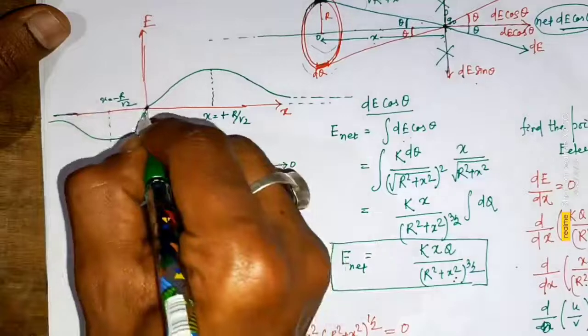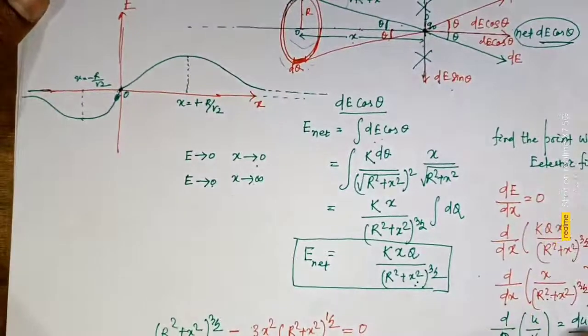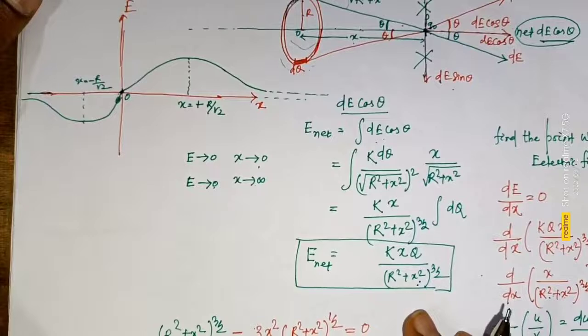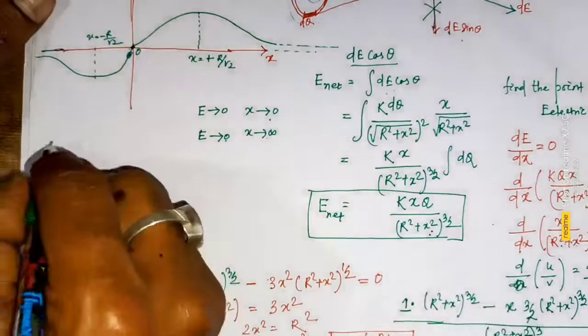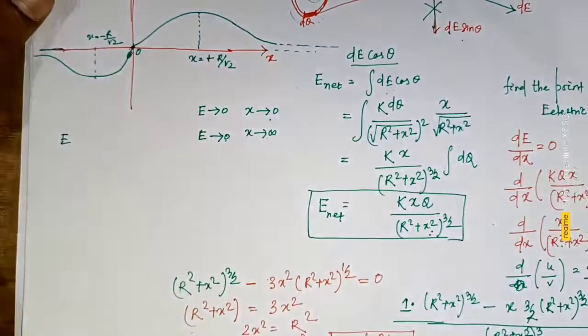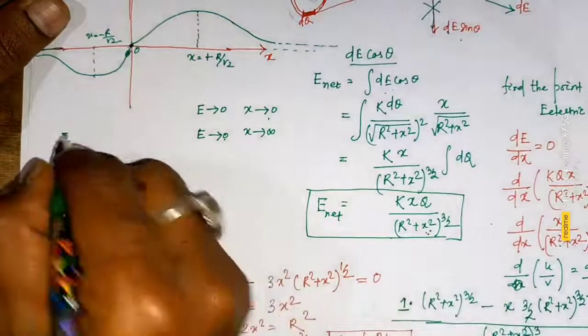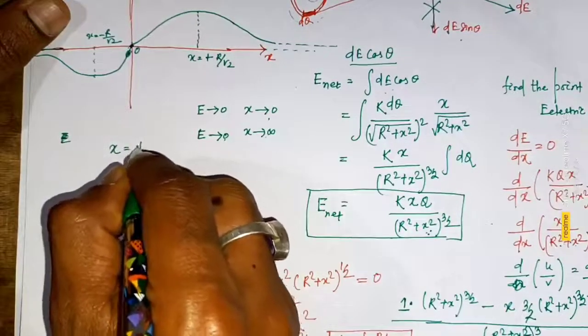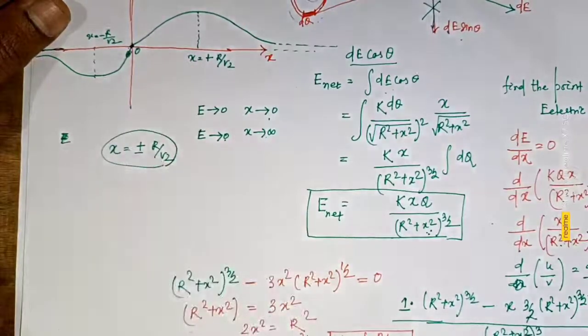The student must be very aware. In the NEET paper, I have seen this kind of question asked in some previous NEET models. And if someone asks you what is the maximum value of electric field? We know the expression of electric field is this, and we got x equals plus minus r by root 2, where the electric field is maximum.